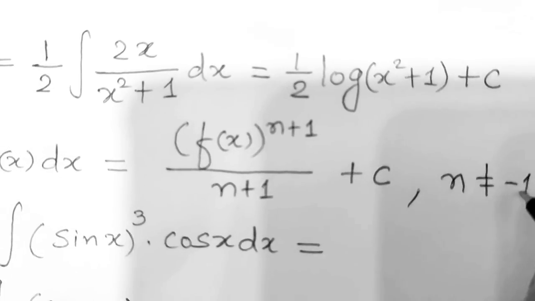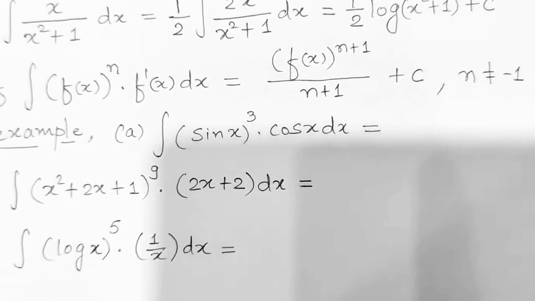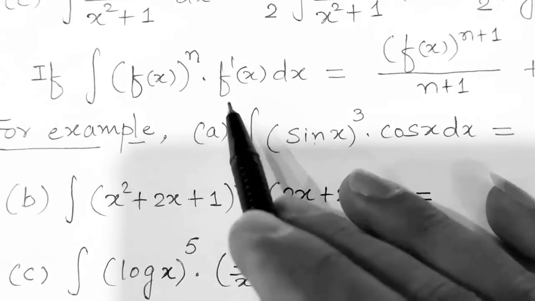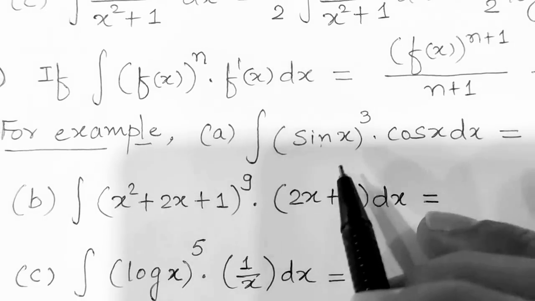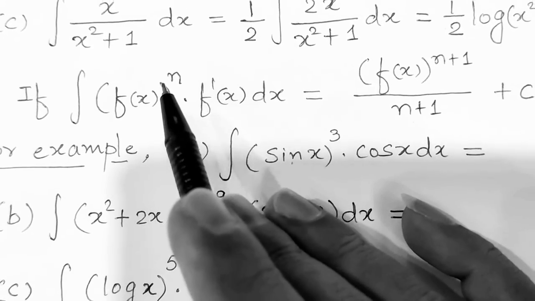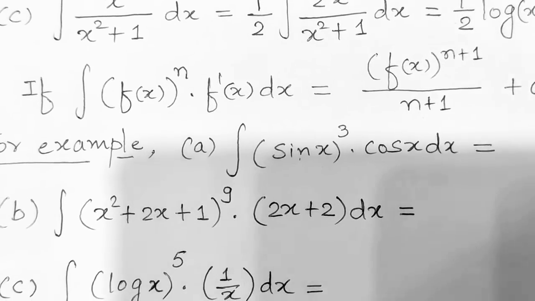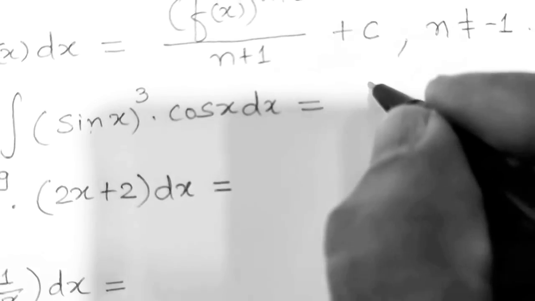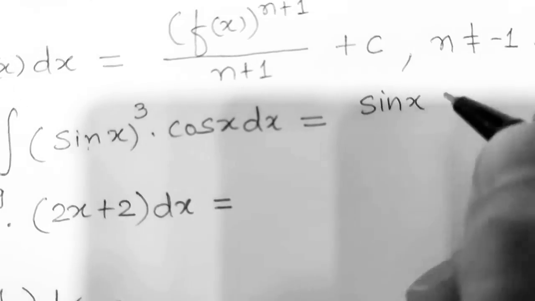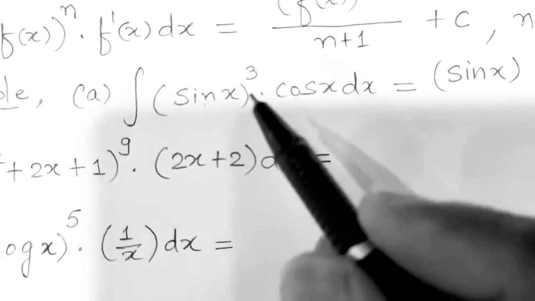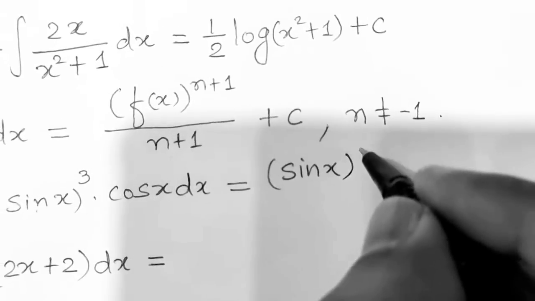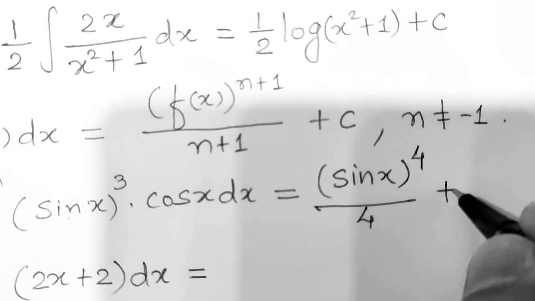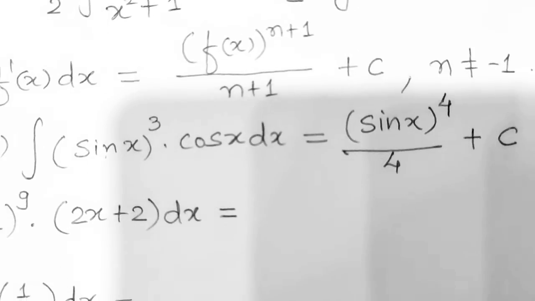N should not be equal to minus 1. Okay. Now consider this third example. f of x is sin x, its derivative is outside, cos x. So what will be the answer? n becomes n plus 1 and in the denominator n plus 1. So what can I write as the answer here? The answer will be sin x raised to, it was 3, so 3 plus 1 is 4, divided by 4, plus the constant of integration c.